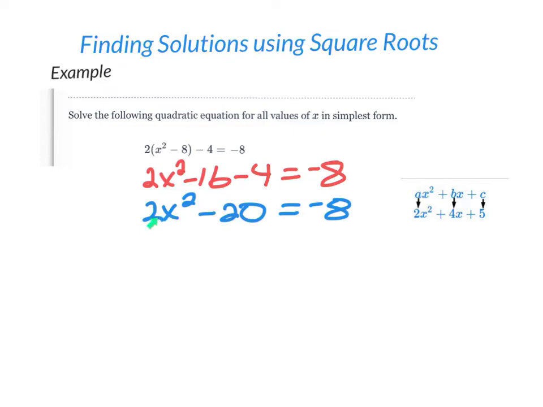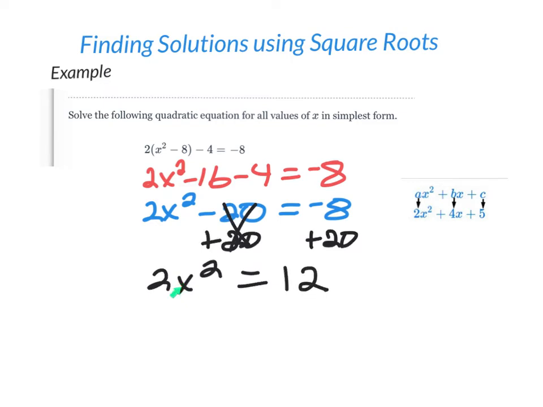So if we want to solve for x, for x squared, we're going to isolate that. We're going to remove this negative 20 by adding 20, and then also adding 20 to the right side. So let's just continue working here. We will add 20 to the left side, because that cancels, but we have to add 20 over here. So now our equation says 2x squared equals, and then negative 8 plus 20 is positive 12.